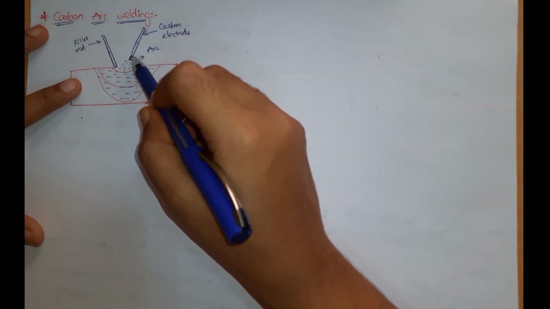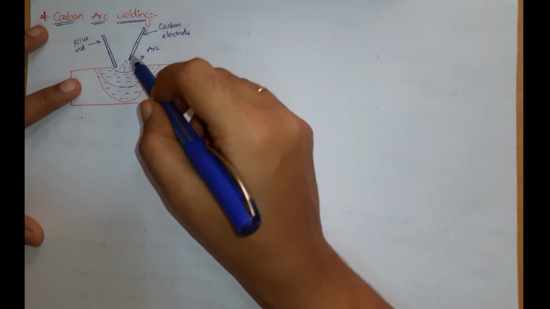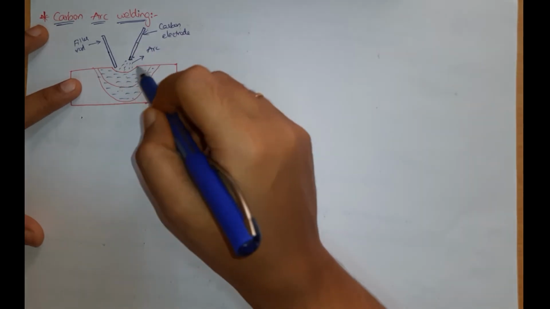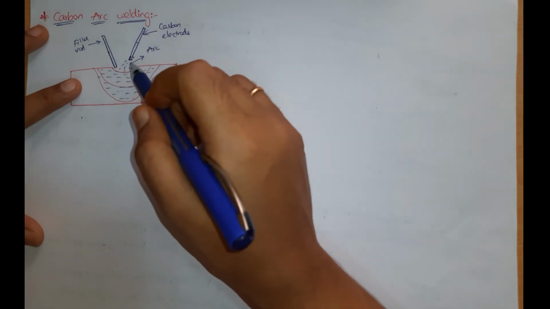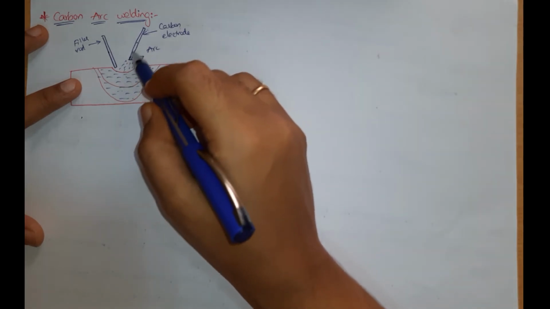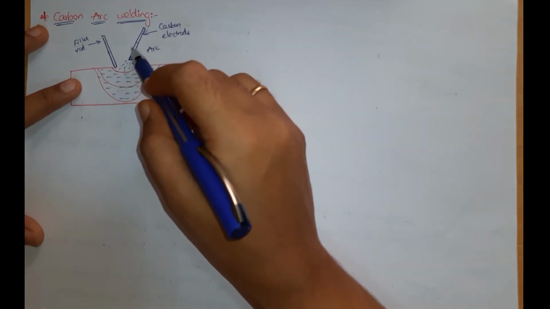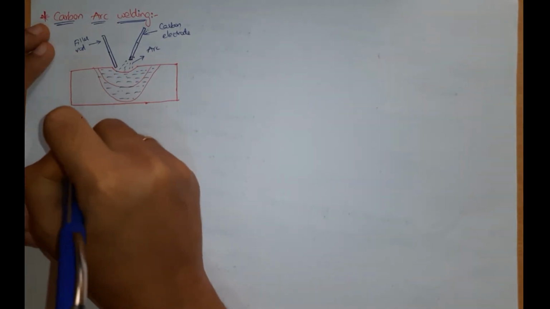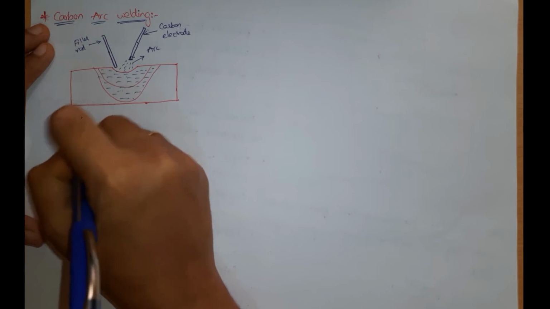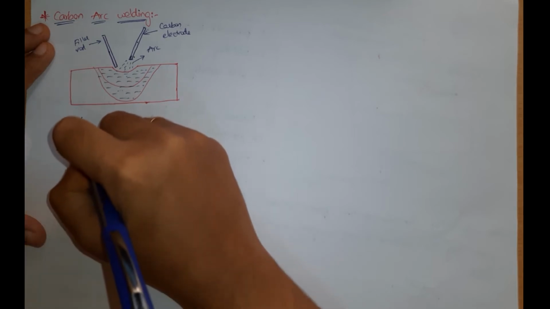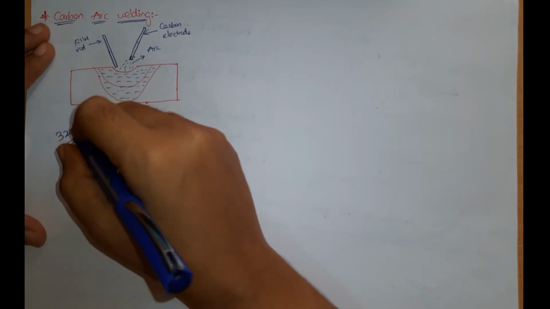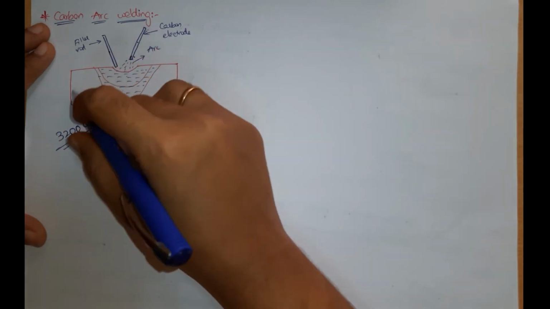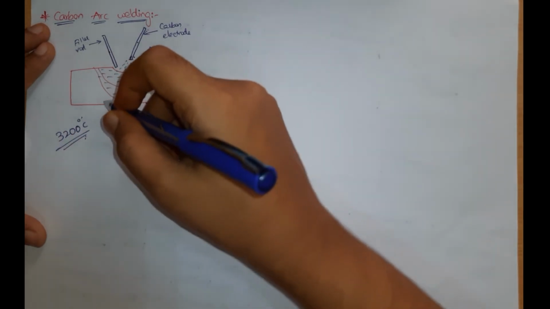The electrode might be a carbon or graphite electrode. This acts as the negative electrode and the workpiece to be welded acts as the positive electrode. The arc produced between the two electrodes heats the metal to melting temperature. That temperature may be up to 3200 degrees centigrade, mostly on the positive electrode, that is the workpiece, right?